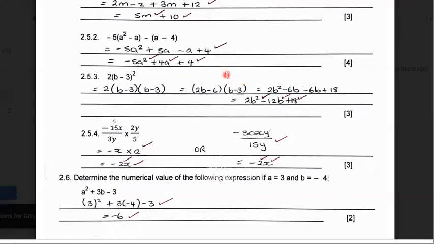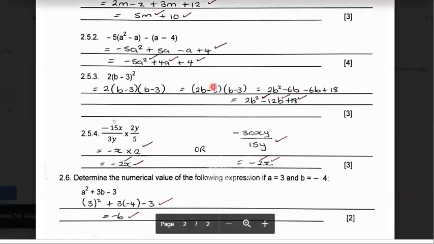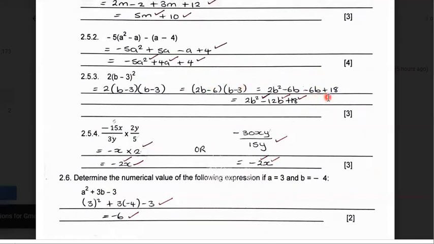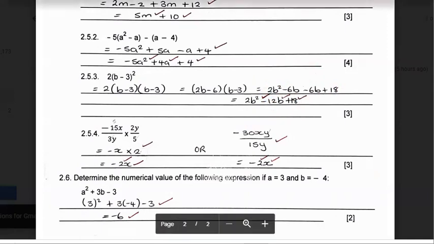Now you would use FOIL method. So you got 2b times b giving you 2b squared. 2b times minus 3 gives you minus 6b. Minus 6 times b gives you minus 6b again. And you got minus 6 times minus 3 giving you a positive 18. Again, you want to look for like terms and simplify. So you got 2b squared, no like terms to that, means you're going to just write it down again. Your like terms are in the middle, minus 6b minus 6b. That gives you minus 12b. And you're going to just write 18 down again because there's no like terms to 18.